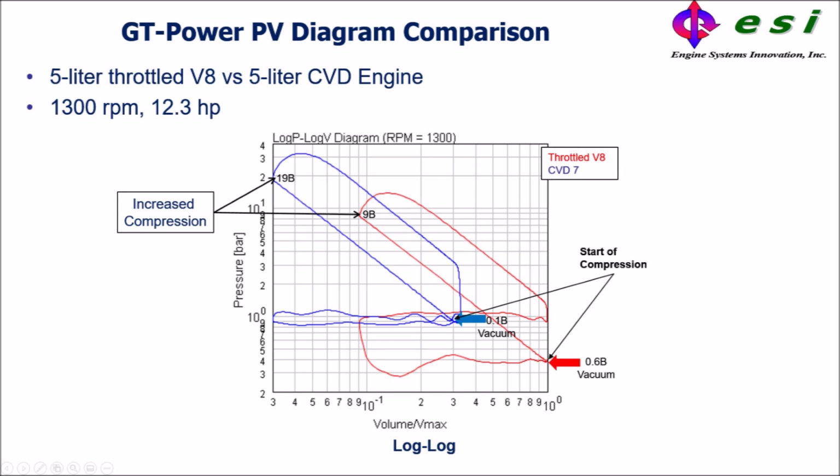We can see from this PV diagram that if the intake manifold is controlled to 0.6 bar vacuum and the air is then compressed, the pressure is 9 bar, not 19 bar as it would be with a CVD. When the fuel is added and combusted, the pressure goes up similarly, but the endpoint is nowhere close to what it is unthrottled.